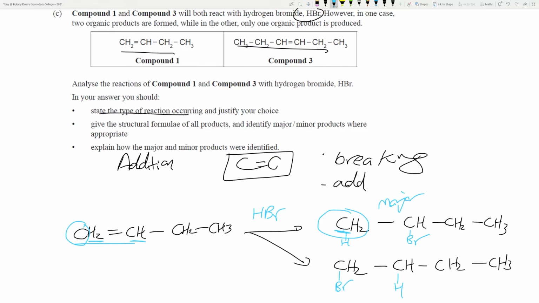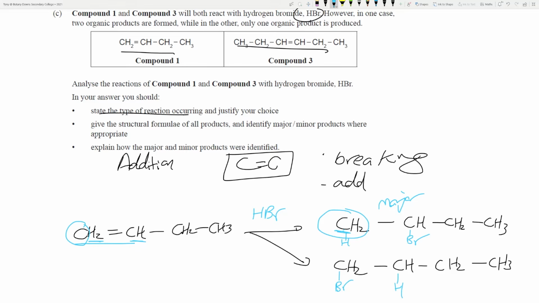Don't say "rich gets richer" as part of the explanation. It's not a law, it's common sense of economics. You can't just say, oh, this one's major because rich gets richer. You actually have to explain why it's being added to the carbon, because it already has more H's. Okay, so this is major and minor products.